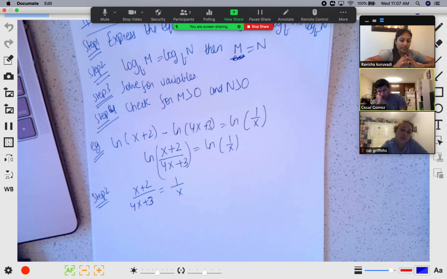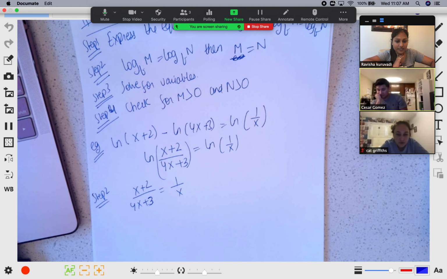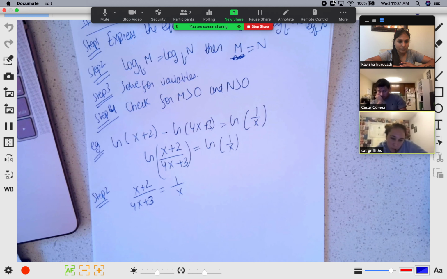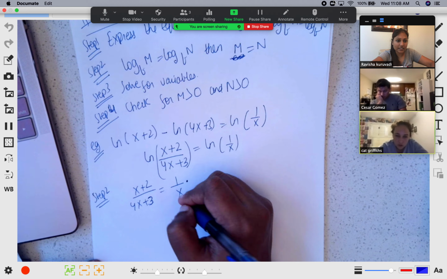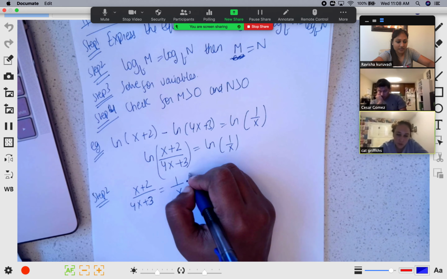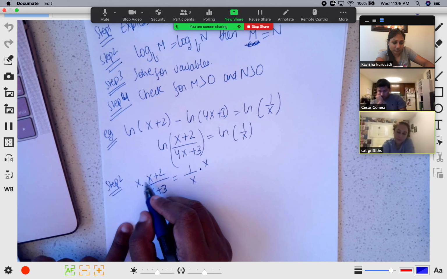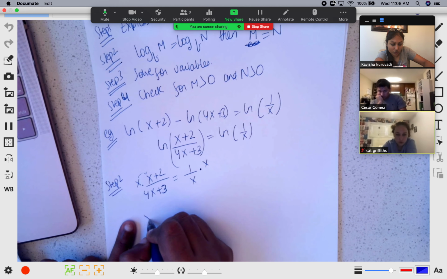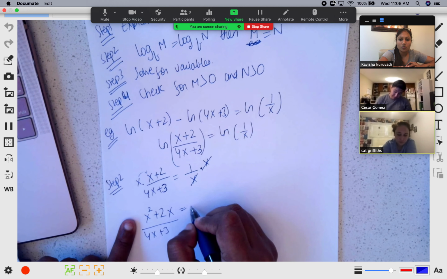Okay. How do I get rid of this denominator x? Would you multiply by the opposite or by the opposite fraction? Yes. So here x is dividing, right? I multiply both sides with x. When I multiply here with x, if you open here, you multiply, it becomes x square plus 2x over 4x plus 3 is equal to, this x and this x get cancelled. You're left with 1.